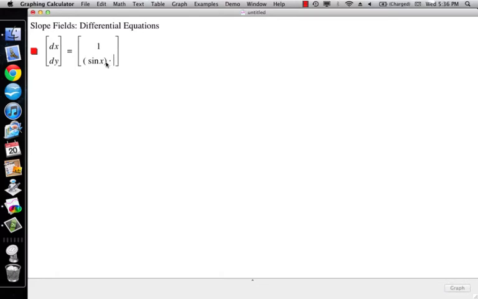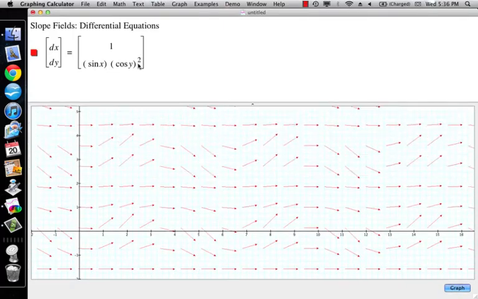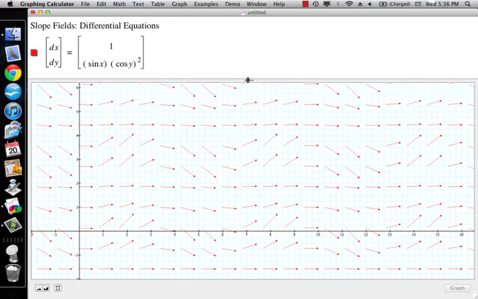Times cosine y squared. Okay, so the way you read this is dy/dx equals sine x times cosine y squared. And when I do that, I get this nifty thing like that.